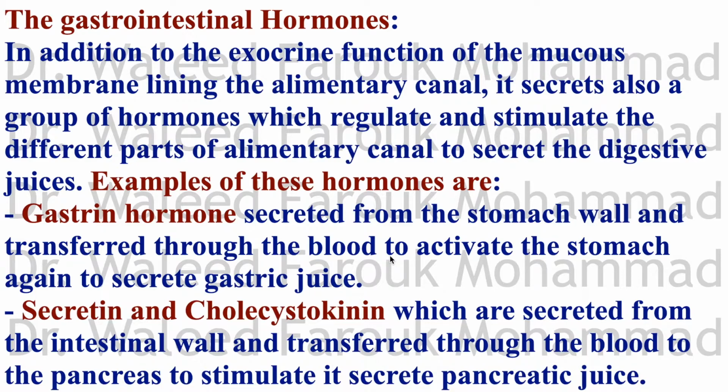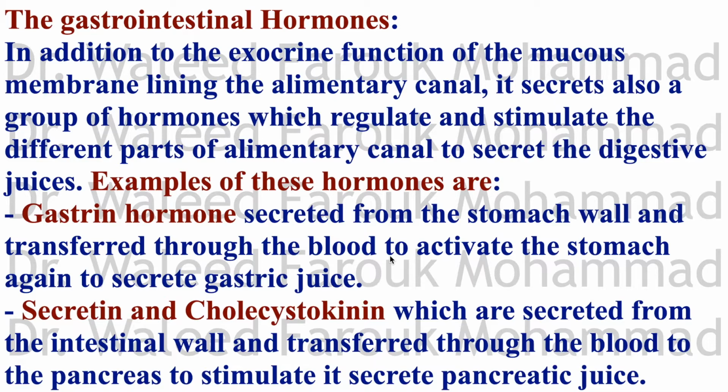Gastrin hormone secreted from the stomach wall. Remember, gastrin from gaster. Gaster معناها stomach. Gastrin hormone secreted from the stomach wall, transferred through the blood to activate the stomach again to secrete gastric juice. يعني كأن الستومك قاعدة بتنشط نفسها، بتطلع هرمون لما بيوصل أكل، بتطلع هرمون اسمه الجاسترين ده بيمشي في البلد ويأثر على المعدة، يخليها تزود إفراز الجاستريك جوس.